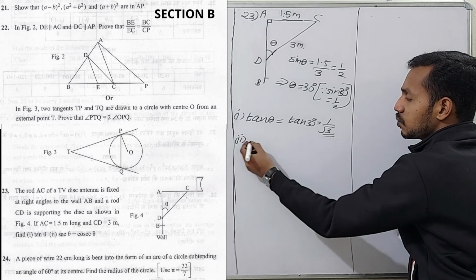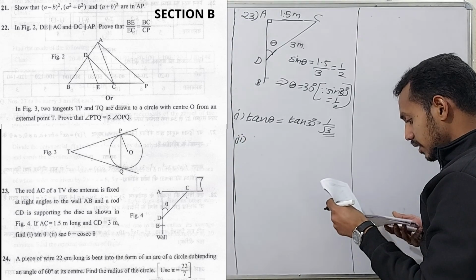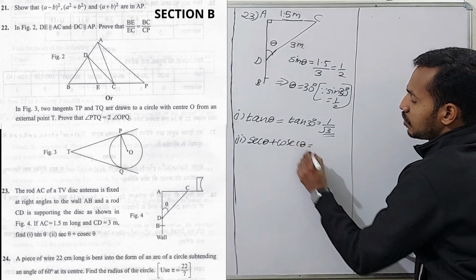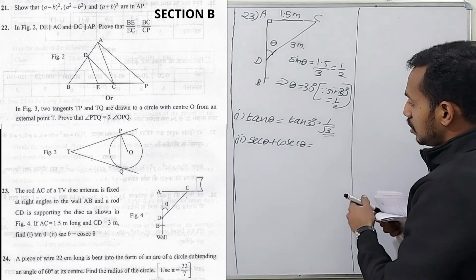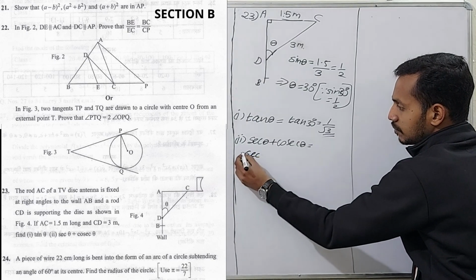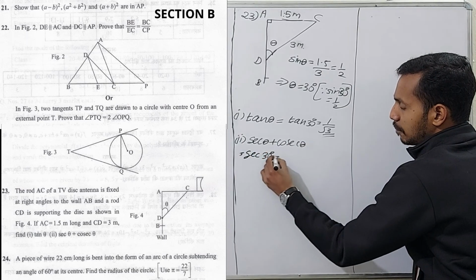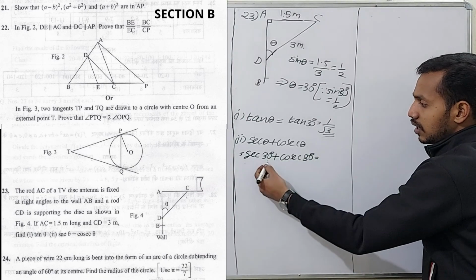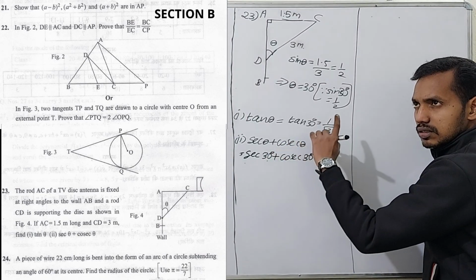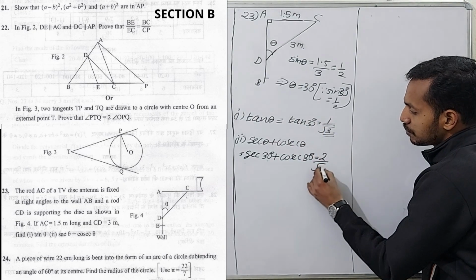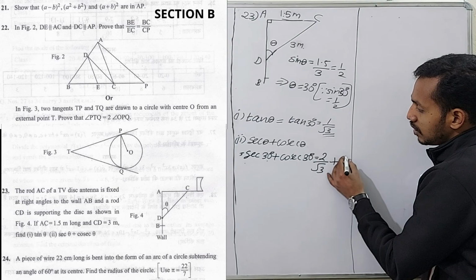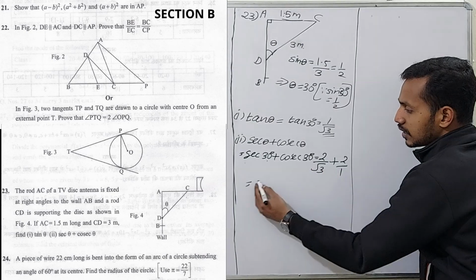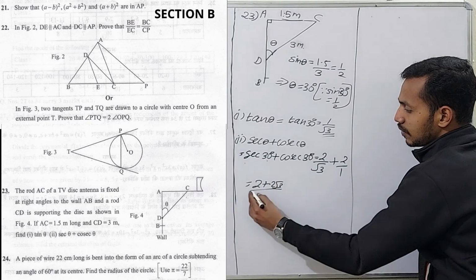Now come to the second option. What is that? Sec theta plus cosec theta. What is sec theta? That is sec 30 plus cosec 30. Sec 30 is 1 by cos 30, and cos 30 is root 3 by 2, so sec 30 is 2 by root 3. Cosec 30 is 1 by sin 30, and sin 30 is 1 by 2, so cosec 30 will be 2 by 1. Add it, we will get 2 plus 2 root 3 divided by root 3.